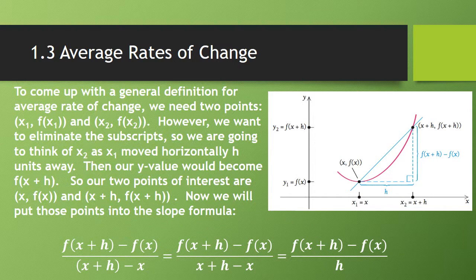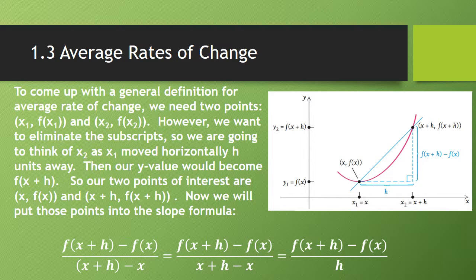To come up with a general definition for average rate of change, we need 2 points, and those 2 points are x1, f of x1, and x2, f of x2. But we really want to be able to eliminate the subscripts. So instead of x2, we're going to think of x2 as being x1 moved h units away. So x1 will be just x, and x2 will be x plus h.